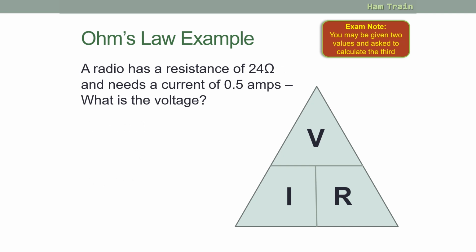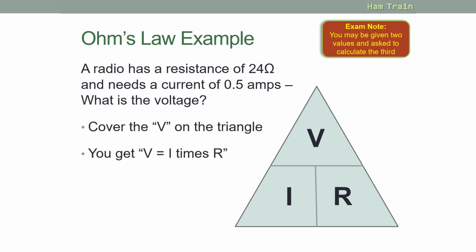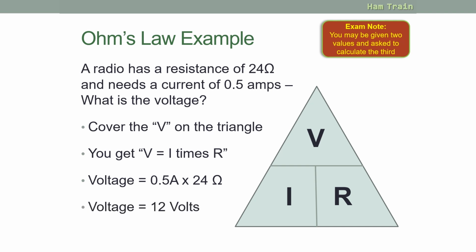Let's say a piece of amateur radio equipment has a resistance of 24 ohms and needs a current of 0.5 amps. What is the voltage? So here we know the current and the resistance. So the voltage is the current, half an amp, times the resistance, 24 ohms. So 24 times a half is 12 volts.